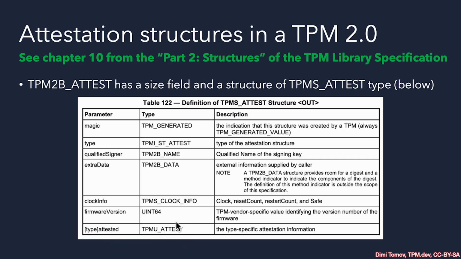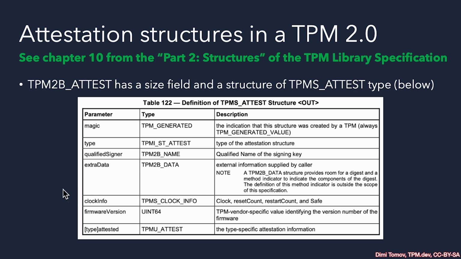And this is where things get a bit complex. The other fields: qualified signer is just the qualified name of the signing key, the digest name. Extra data, remember the qualified data from the input? This is our user arbitrary data, what we provided as a caller when we invoked tpm2_quote. Quote info is valuable quote information.